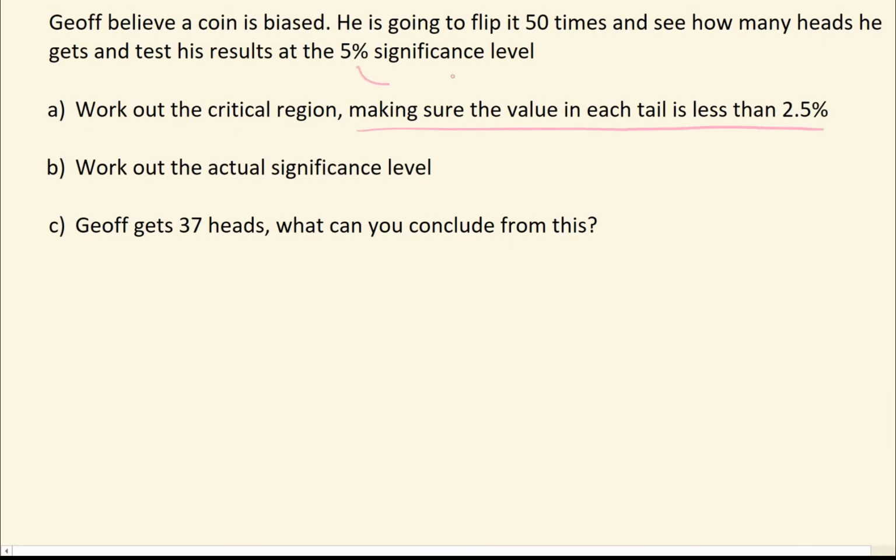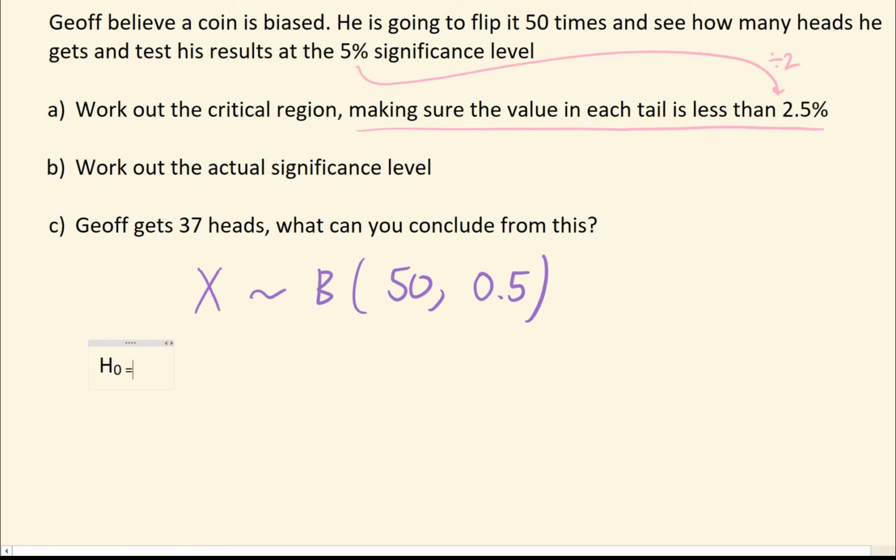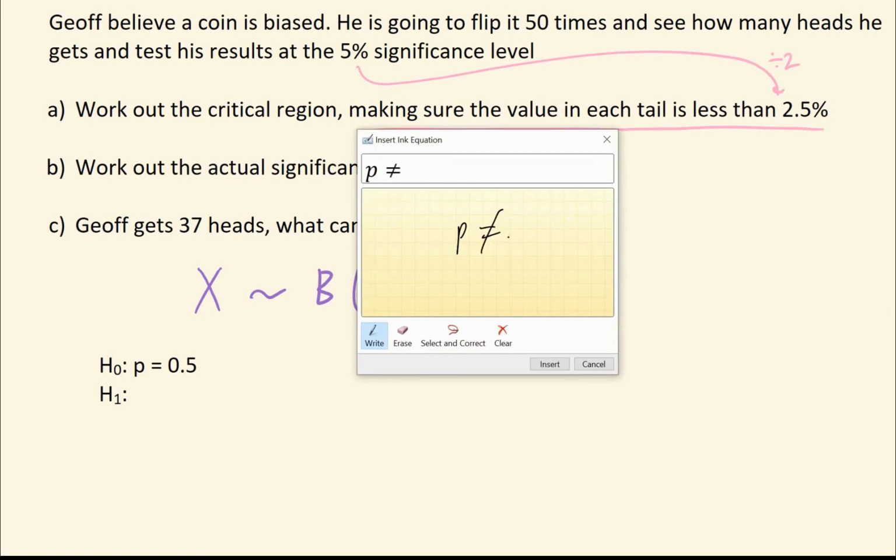So again, we're going to halve this when we go down to here, because half goes to the top, half goes to the bottom. So let's work that out. We know this is going to be binomial, because each coin flip is independent. Here we've got 50 trials, and we're going to assume the odds of getting heads is 0.5. While we're at it, we can state our null hypothesis. Our null hypothesis states that the probability is 0.5, and the alternative hypothesis states that the probability is not 0.5.